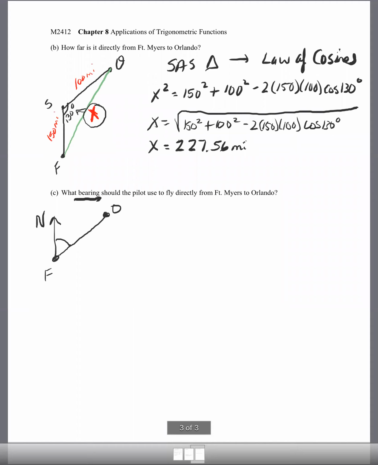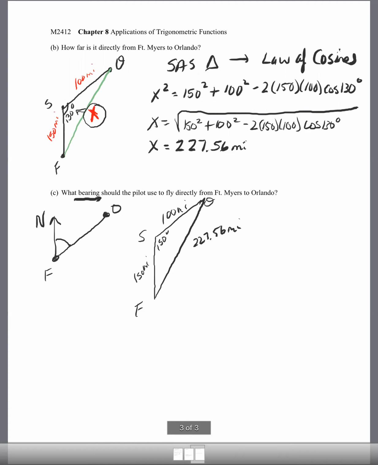So let's go back up to our picture again. Remember, from Fort Myers to Sarasota, we were straight up to the north. We turned and went to Orlando. We ended up with 150 degrees here. We just calculated that this is 227.56 miles. We were also given that this is 150 miles. And this is 100 miles.